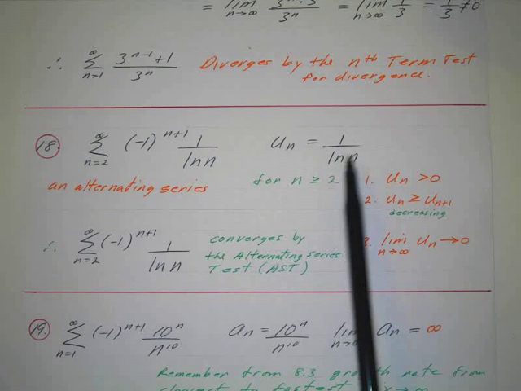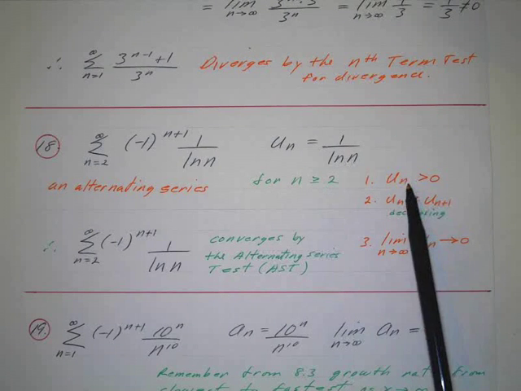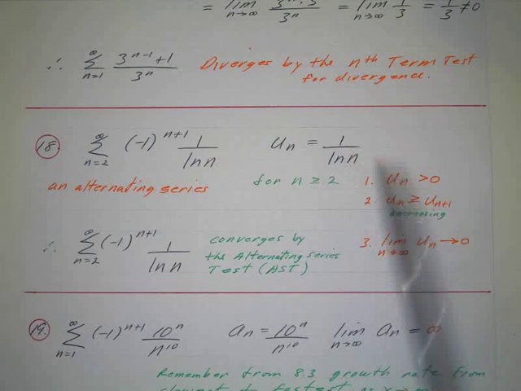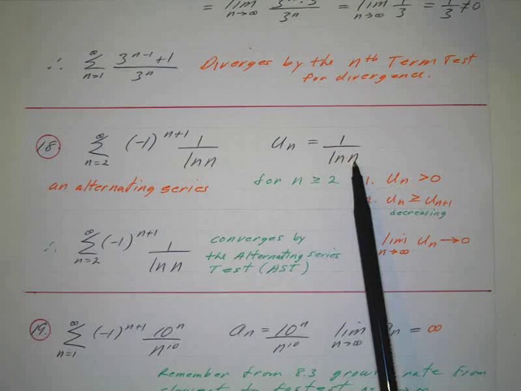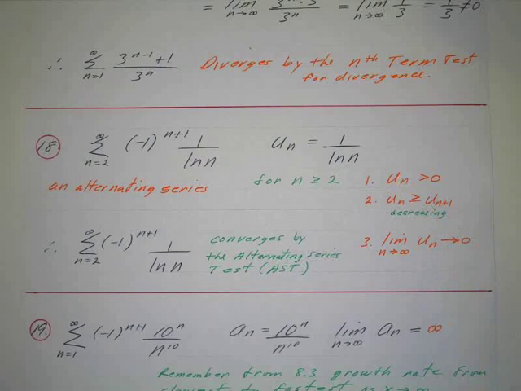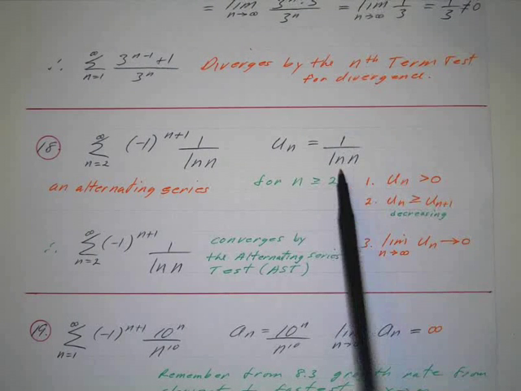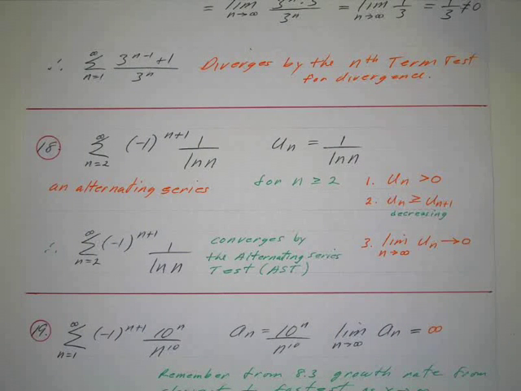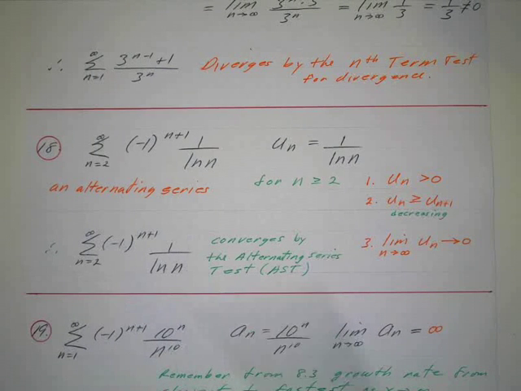So let's let u sub n equal 1 over the natural log of n, for n greater than or equal to 2. Is u sub n greater than 0? Yes, it's always positive. Is it decreasing? Yes, as n gets bigger, the denominator gets bigger, so the fraction will get smaller, so it's decreasing. And we just said the limit as n approaches infinity of u sub n, that's 1 over infinity, is equal to 0. So that's all we have. Therefore it converges by the alternating series test, or the AST.